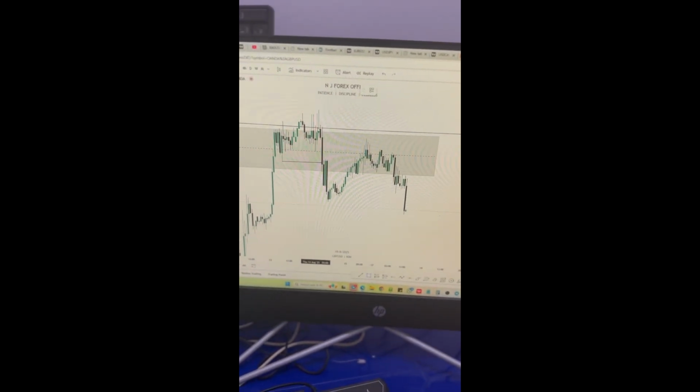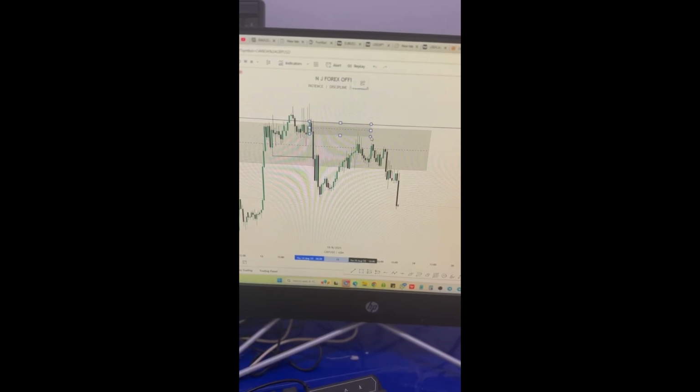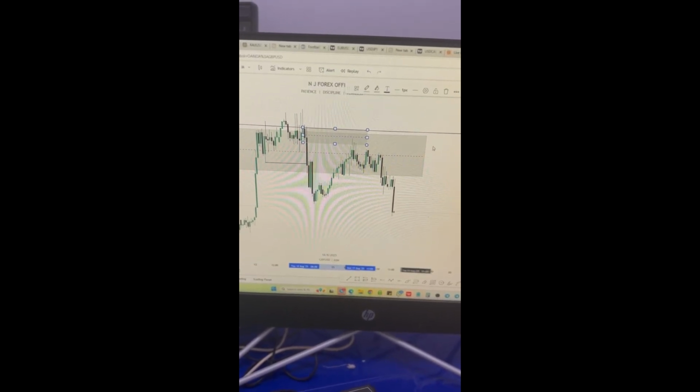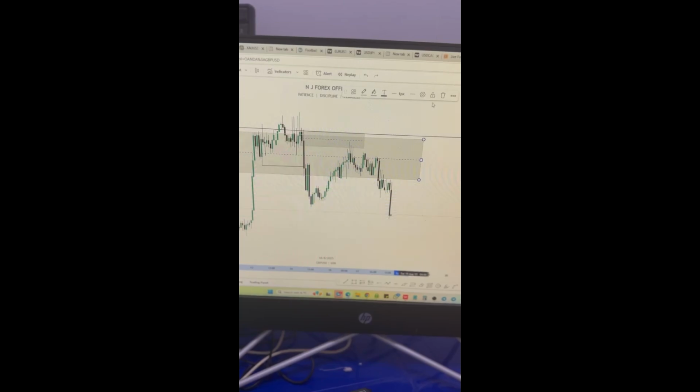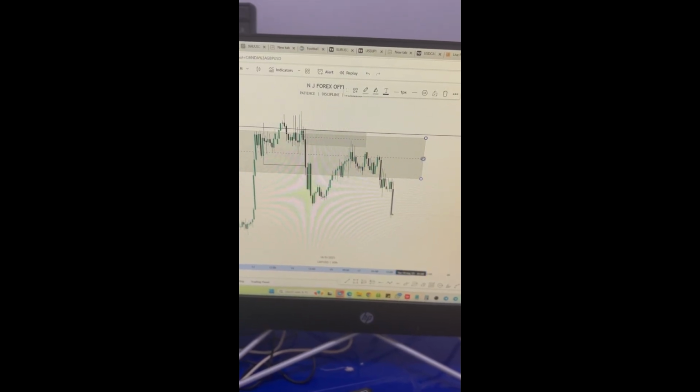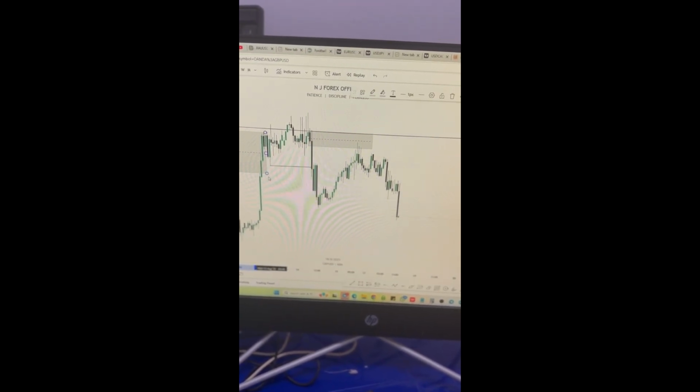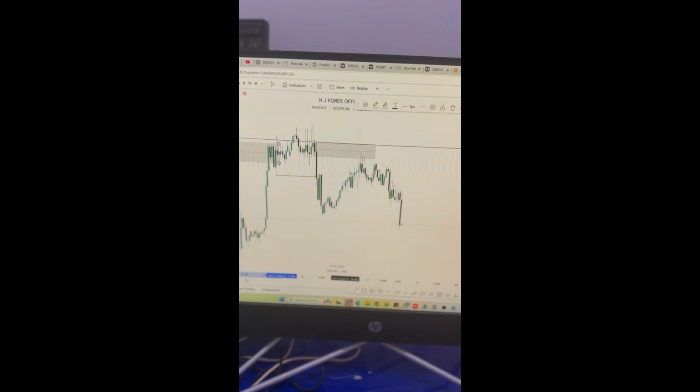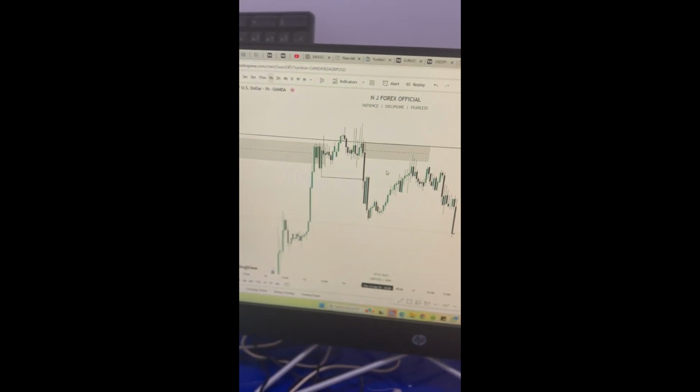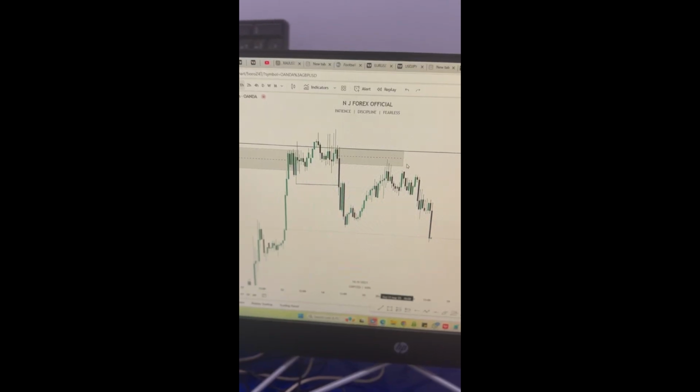I don't know if it's very clear, this other block here. So I think let me just remove this one, since our market direction is already clear, our bias is bearish. So now we are looking for entry confirmations.